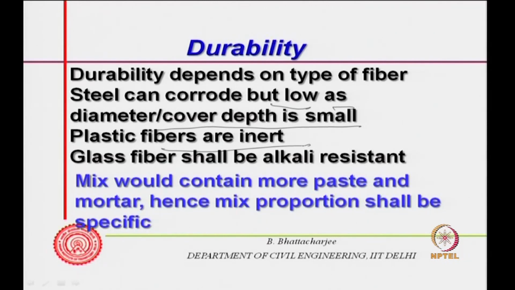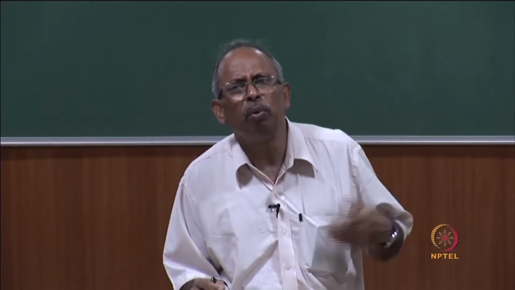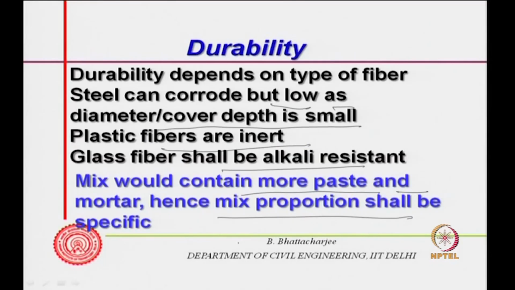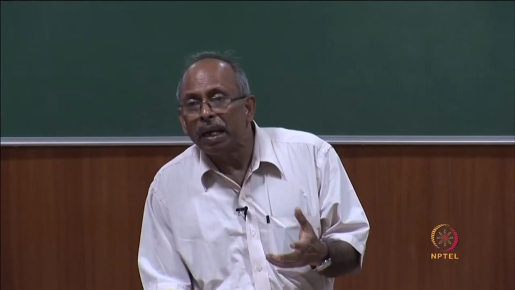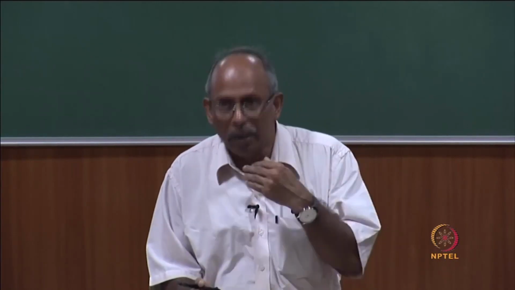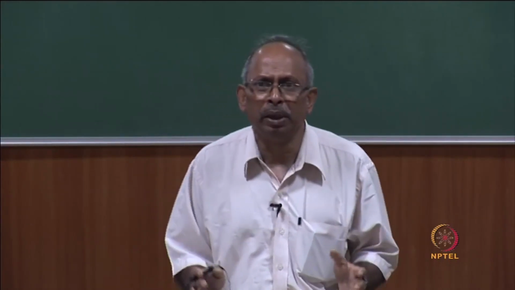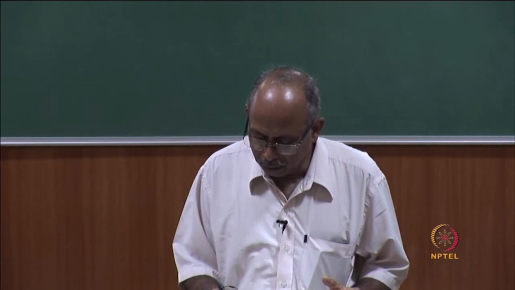Micro cracks will not show that, but you can put a cover which is not fiber concrete. Glass fiber shall be alkali resistant, otherwise cementitious materials can attack it. It should contain more paste, about 70% mortar and 30% aggregate. So, you require more paste and mortar, and hence the mix proportion should be specific. Many a time people do a mix proportion for concrete to get strength and then add fiber, this will not work. You have to have specific mix proportioning for this purpose, and thus we have understood fiber concrete in a nutshell.